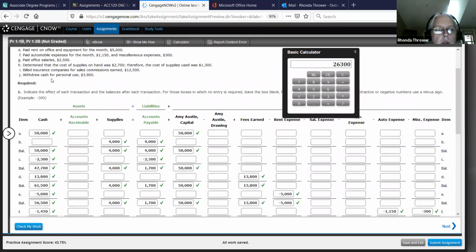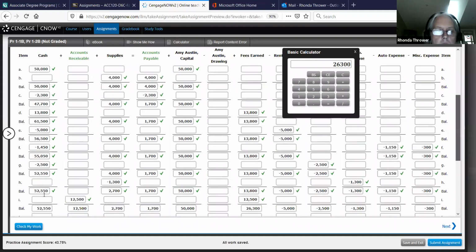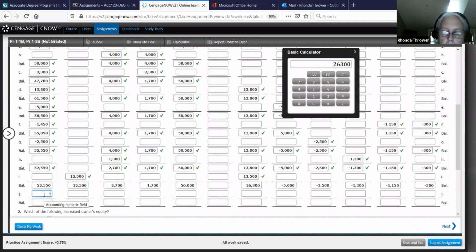In J, it says we withdrew cash for personal use. Anytime the owner takes money out of the business, when they withdraw cash, we put it in what is called a drawing account. The key term here is that it was for personal use. When we record our transactions, our owner's personal transactions have to be kept separate from those of the business. We're only recording what's happening from the business standpoint. So in this case, our cash is decreasing by $3,900. So we're going to show that under our cash account as a decrease.